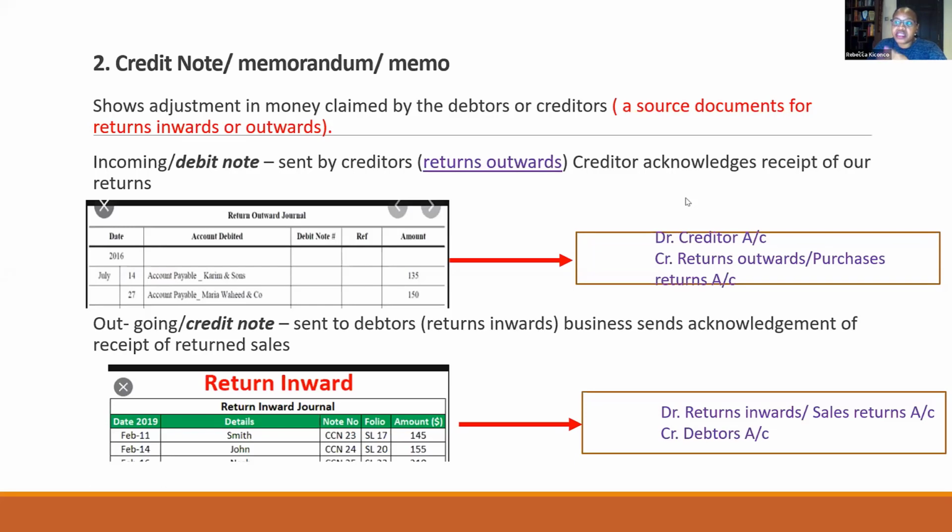Once you have this information, for example, here we have information for July. We have returns outwards on the 14th. We also have returns outwards on the 27th. You add up this amount, which is 285. If you add up this amount here, okay? It's 285, probably these are dollars, okay? So you will post this sum to the ledger using these accounts. You reduce your liabilities by debiting them, and then you open up a new account called a returns outwards or purchases returns account.